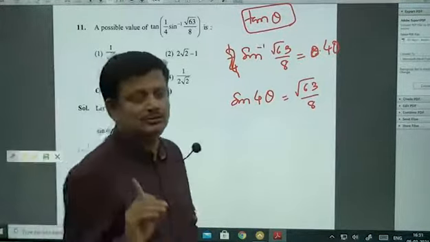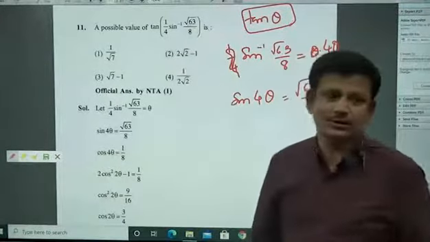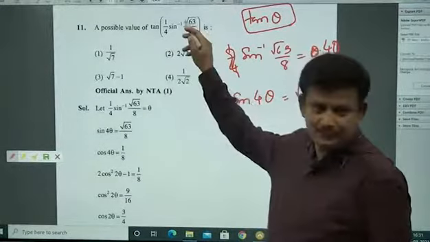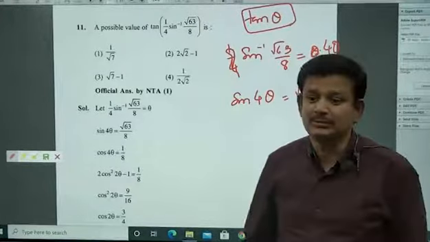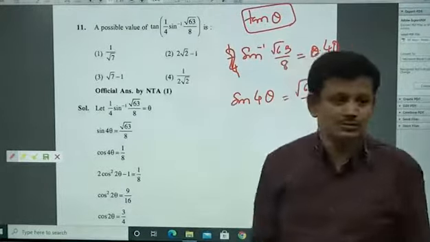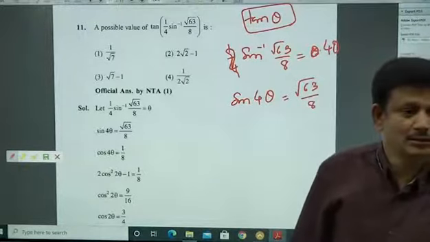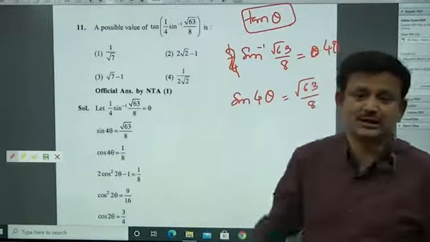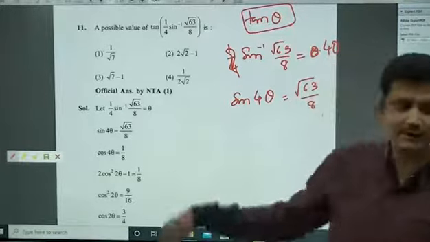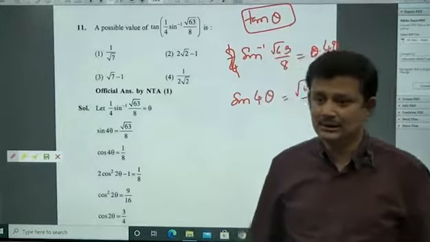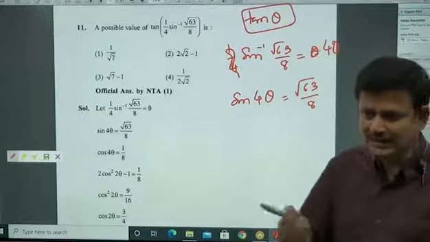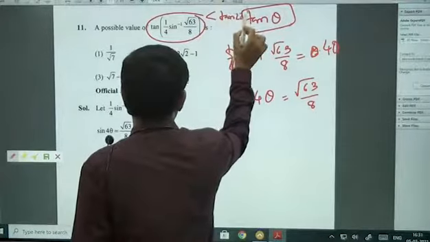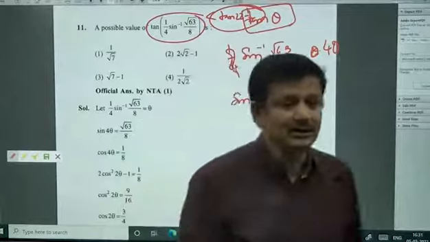Or even more, to save time, I will try to understand this question. Root 63 is how much? Close to 8, since root 64 is 8. So this number will be close to 1. Sin inverse root 63 by 8 is close to pi by 2. So 1 by 4 of that will be close to pi by 8, tan 22 and a half. Our answer should be slightly less than tan 22 and a half, tan pi by 8.